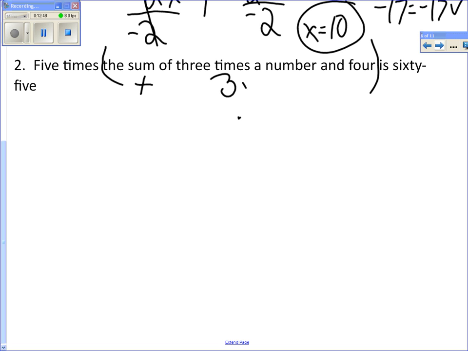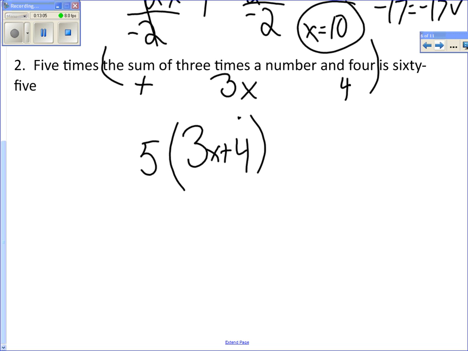3 times a number we know can be represented as 3x. And then we have a 4. So I want to add 3x plus 4. And then they're telling me to multiply that by 5. And they tell me that this is equal to 65. Now, the nice thing about that is they don't ask us to solve it, but I am going to go through and just show you the steps of how I would solve it.